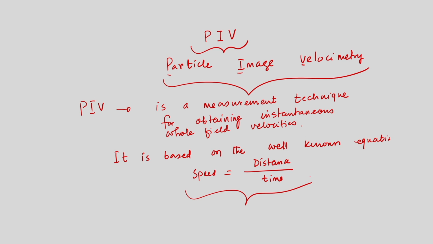As I said a few minutes back, PIV measurement is essentially measurement of the velocity of a particle, that is called particle image velocimetry. So, by knowing the velocity of the particle, we are predicting the velocity of the fluid. The speed is nothing but distance by time, and that is used again in this method to predict the velocity of the fluid.